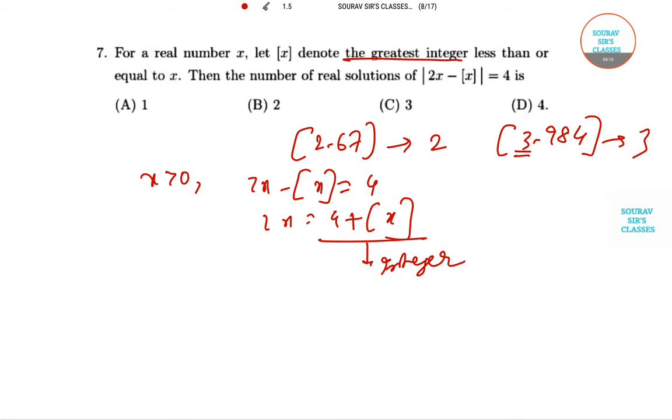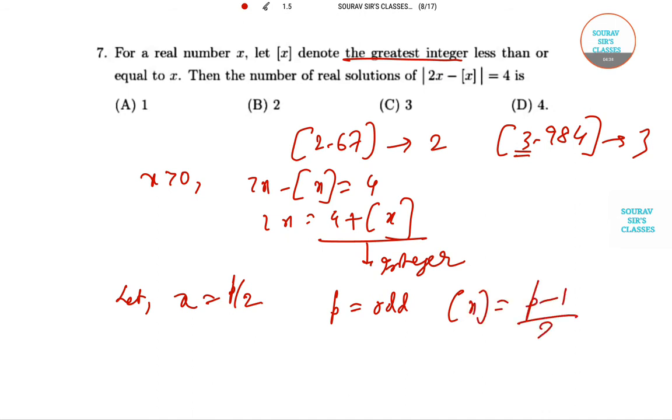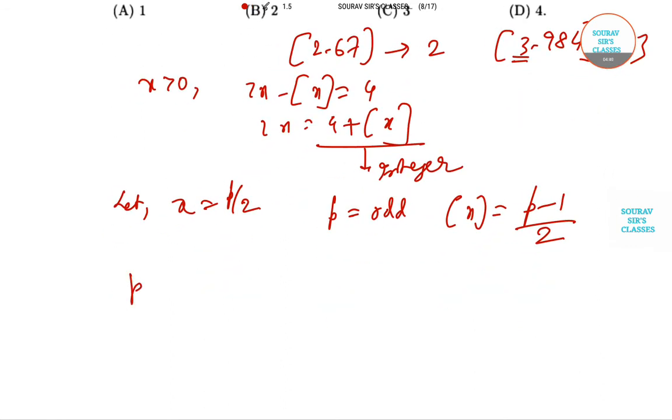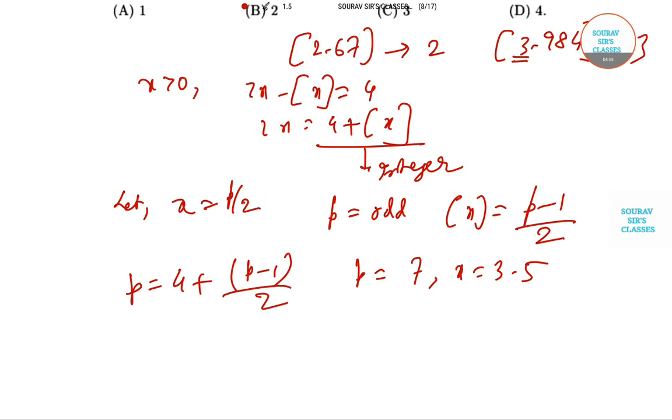So in case 1, x is an odd number divided by 2, half of the odd. So let x equal p by 2, where p is odd. Then this value [x] is (p minus 1) by 2. Putting the values, we get p equals 4 plus (p minus 1) by 2. So p equals 7 and x equals 3.5.